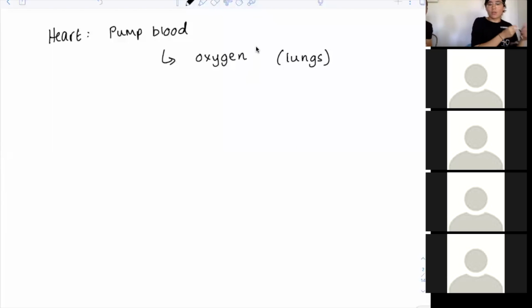So in terms of the structure of the heart, now people find this, okay, Martin's sorting the audio.